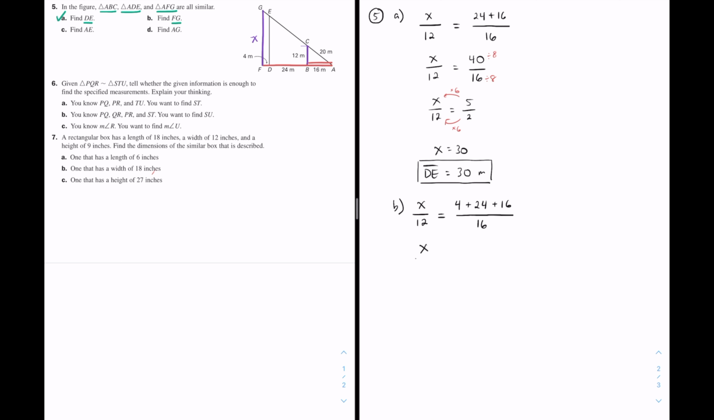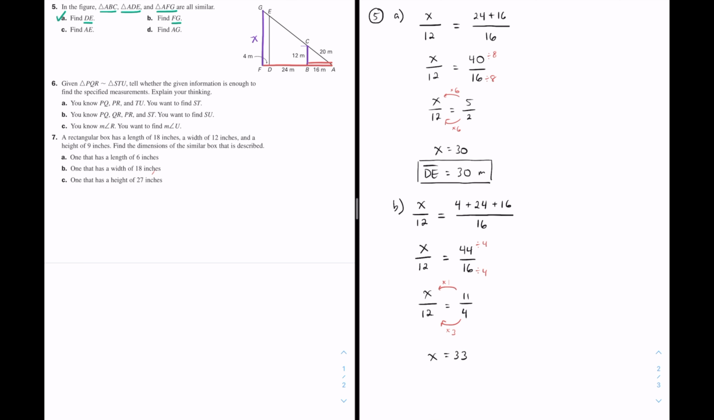Okay, so we can simplify this a little bit here. If you do 4 plus 24 plus 16, I think that's going to be 44. And then that's going to be over 16. I think we can divide this by 4 and divide this by 4. So we'll get X to 12 is equal to 11 to 4. And then 4 multiplied by 3 will get you 12. So 11 multiplied by 3 should get you X. So I think X should be 33.